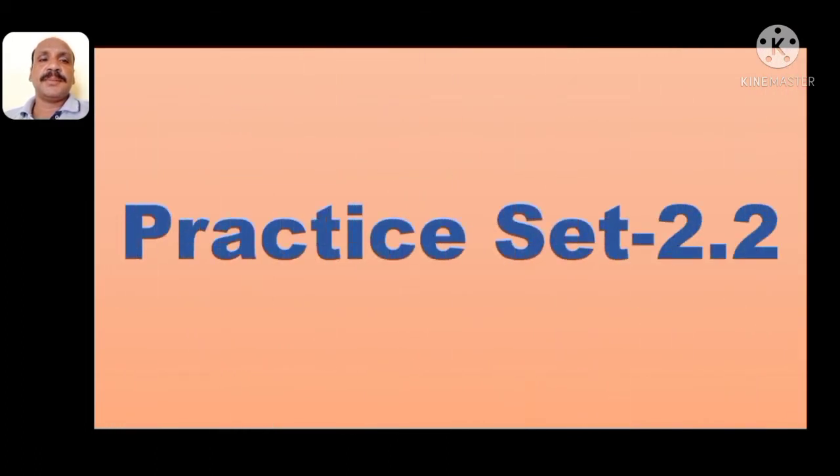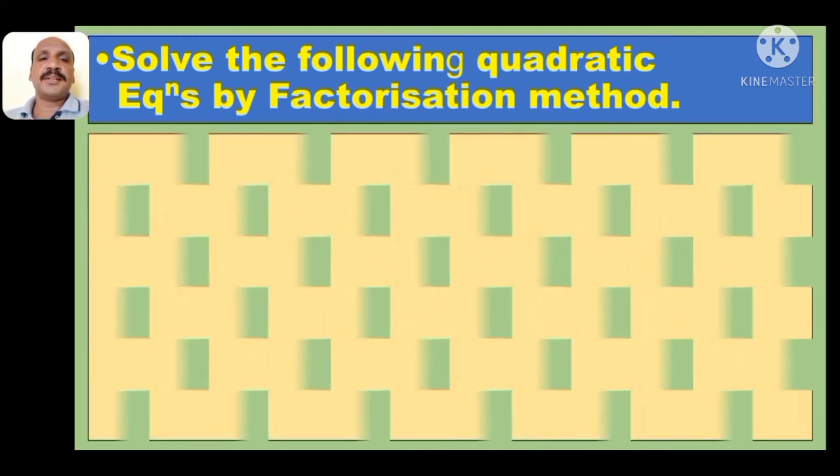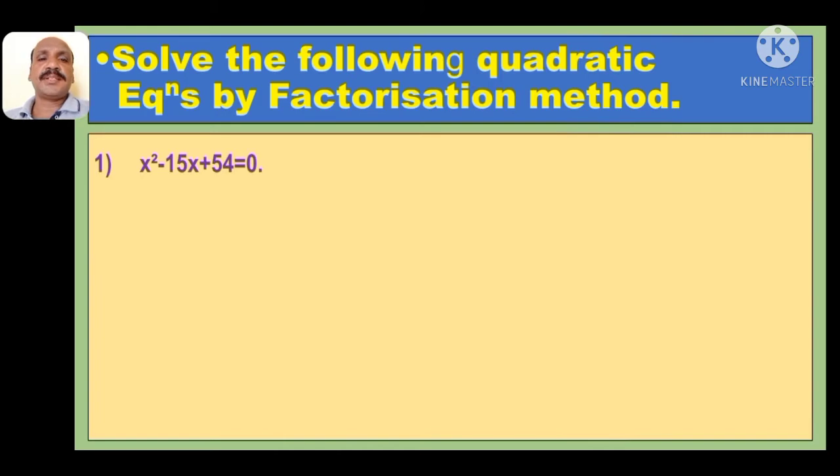Now we are going to solve practice set 2.2. Here question number 1, what is the question? Solve the following quadratic equations by factorization method. In that, first equation, x square minus 15x plus 54 is equal to 0. Solution. First write the given equation, x square minus 15x plus 54 is equal to 0.